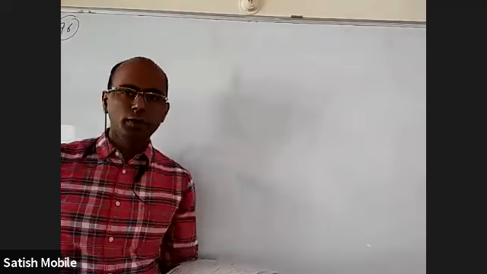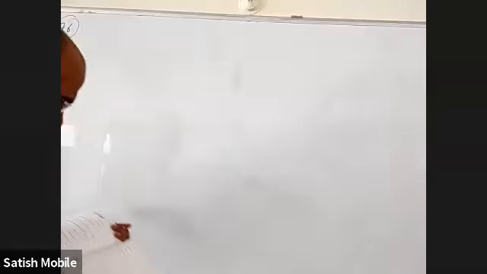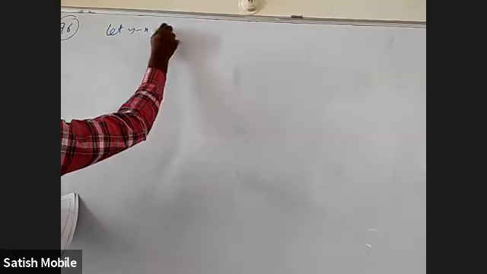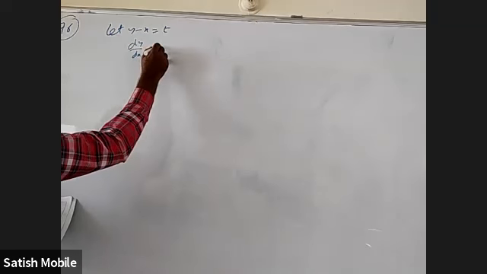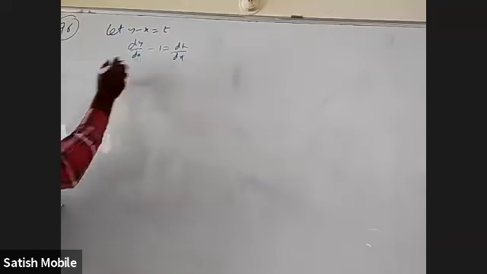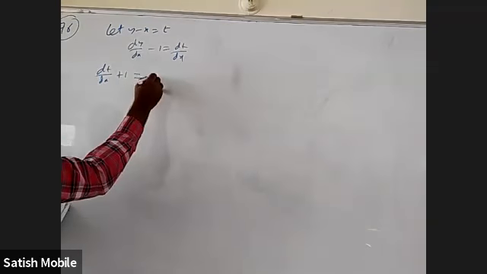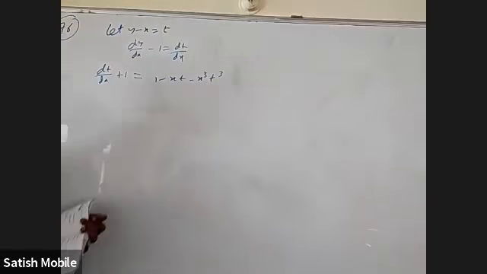Okay, 76. Looking at the question, anybody want to tell me what is the first step I should do? Yeah, we should take y minus x as some z or t, because we have y minus x. So let y minus x equal to t. Then dy by dx minus 1 is equal to dt by dx. So if I write dt by dx plus 1, this is the question now, equal to 1 minus xt minus x cube t cube.